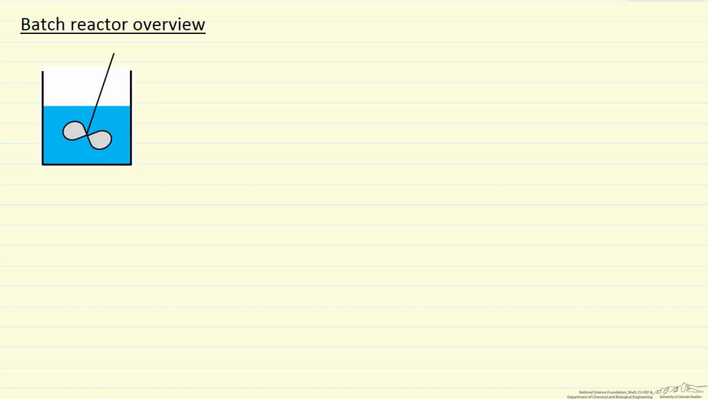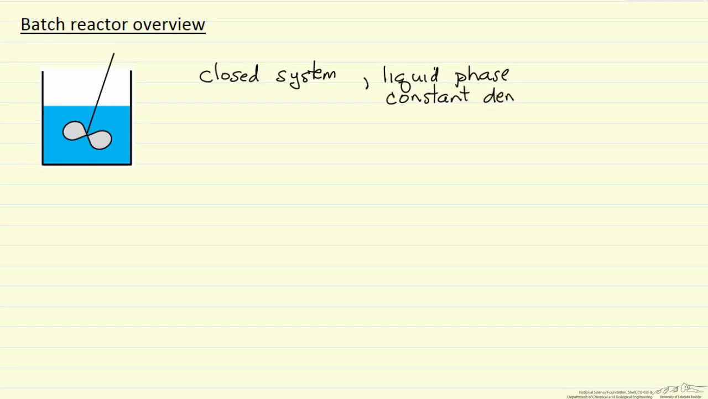And one of the important aspects to consider about a batch reactor is that it's a closed system. What I mean by a closed system is we're not adding new material to the reactor, we're not removing material. In most cases, it's liquid phase, and so we often make the assumption that the system is at constant density. In other words, the volume is not changing. With time, the mass is not changing.